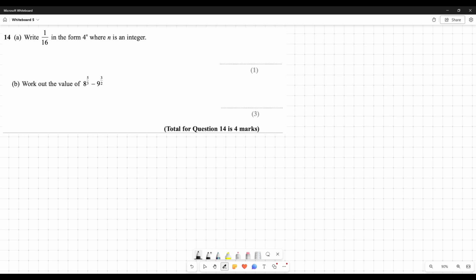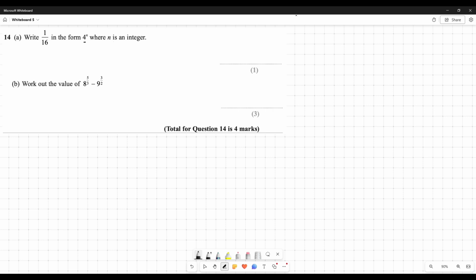So on this question, it's quite a lot of indices here that we need to take care of, and it's 4 marks, so it should be quick and easy for us. So 14, write 1 over 16 in the form 4 to the power of n, where n is an integer. So what we need to do, we need to find a number or a fraction to the power of 4 to the power of that to make it 1 over 16.